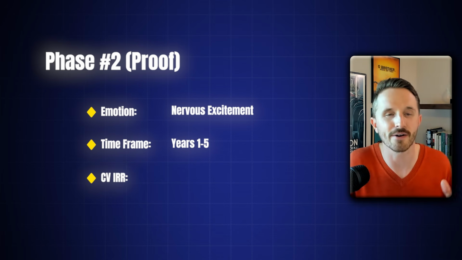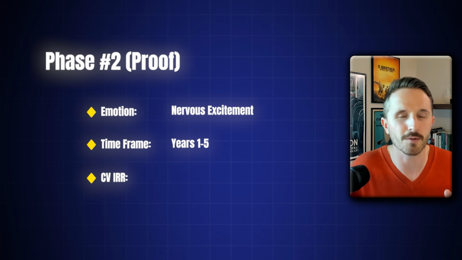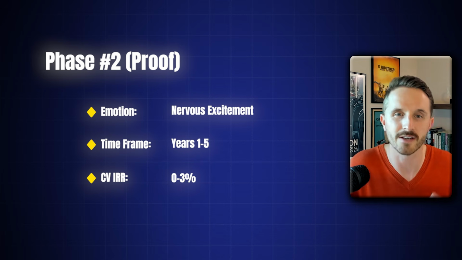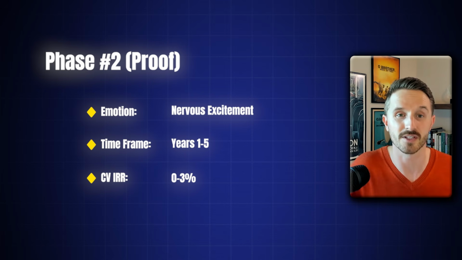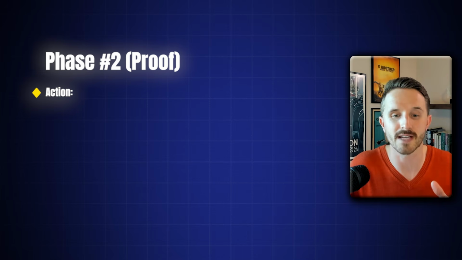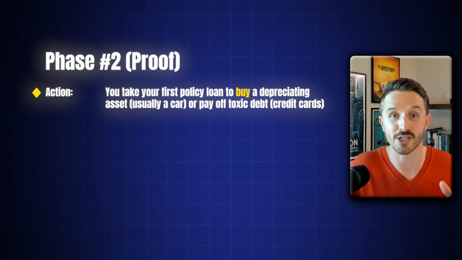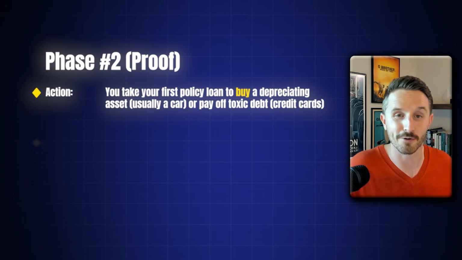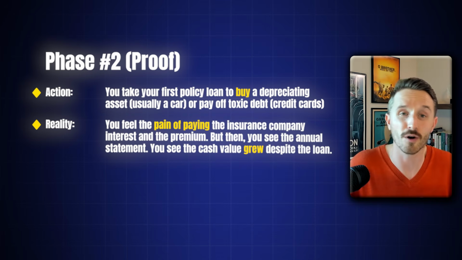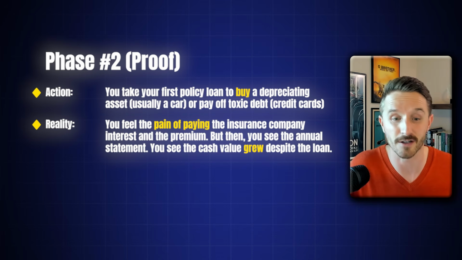Now, the cash value IRR during this time period is probably going to be somewhere between 0% and 3% based off of your initial contributions for the first 5 years. So you're going to start to see those positive numbers inside the cash value of your policy. Now, maybe during this time period you take your first policy loan to buy a depreciating asset, like your friends were buying those Teslas. Maybe you buy a car, or maybe you pay off toxic debt like credit cards, revolving debt.